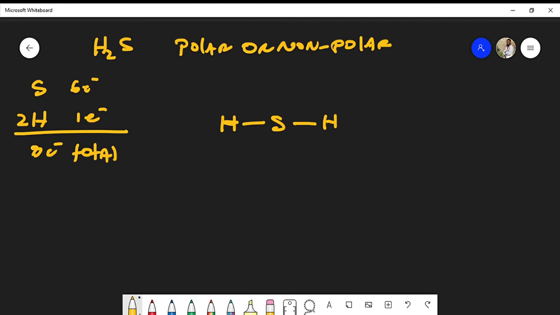Now, hydrogen, interestingly, we cannot put any more electrons around hydrogen, right? Because remember, hydrogen only has 1 valence electron. It can only form 1 bond. So in this case, the only option we have is to put the rest of the 8 electrons that we have in this molecular formula on the sulfur. And we do this in the form of lone pairs. So this is actually the structure of hydrogen sulfide.